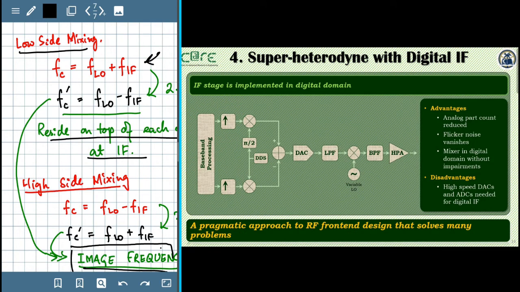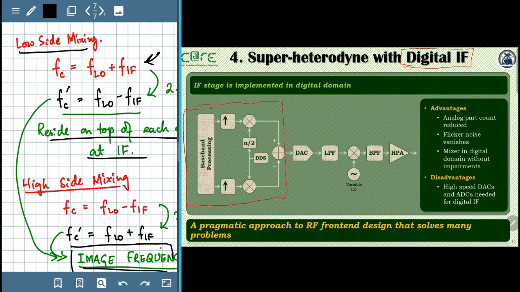The fourth architecture is also a variant of the superheterodyne architecture. The difference is that now we have IF in the digital domain. The IF part is implemented in the digital domain. So if we look at the transmit side, we will see that from the baseband processing there is an upsampling, and then followed by a DDS implemented oscillator signal generated, introducing here a phase shift of pi by 2, and then these are processed before the conversion to the analog domain.